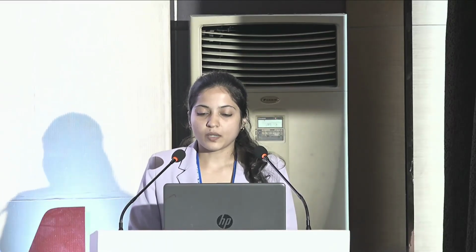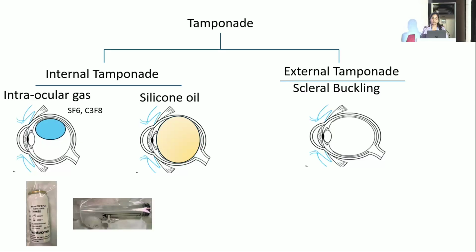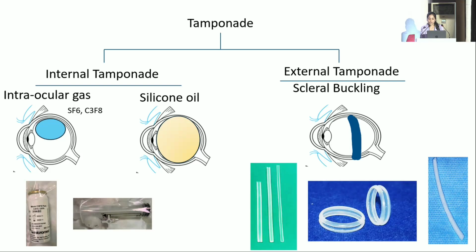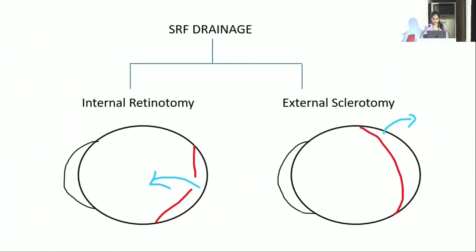To ensure the chorioretinal apposition, we provide tamponade, either internally with intraocular gas, the commonly used ones being SF6 and C3F8, which cause apposition of superiorly detached retina. Silicone oil can be used in case of giant tears or if there is extensive PVR. External tamponade can be done with scleral buckling, where we use silicone explants, which can be tires, bands, or sponges to reattach the retina. SRF drainage is optional and can be done by internal retinotomy if you are doing a PPV, or external sclerotomy if you are doing a scleral buckling.